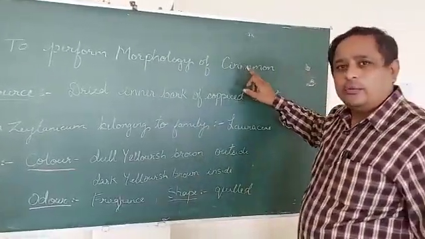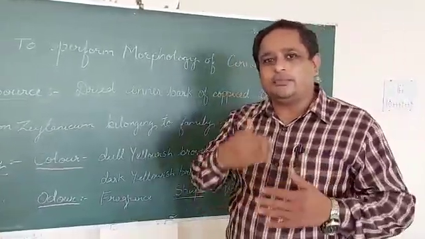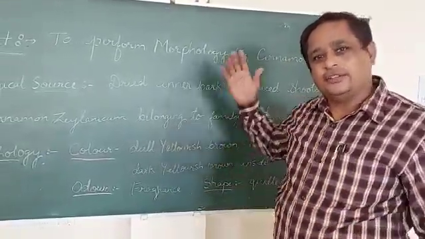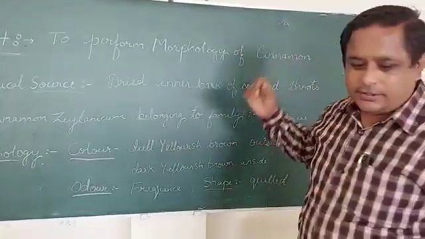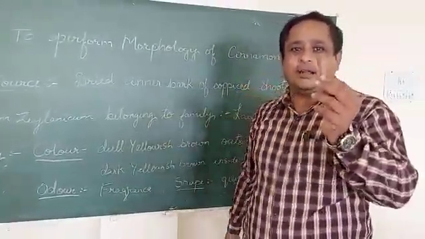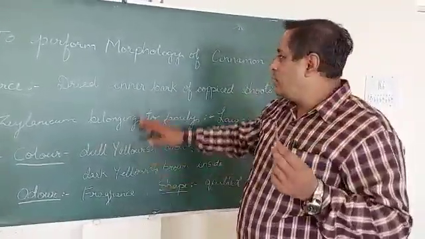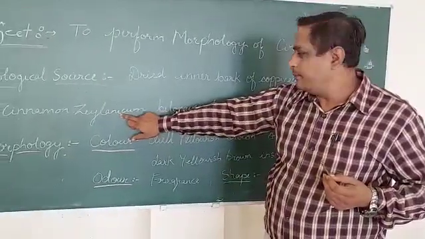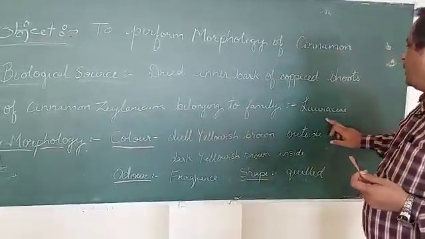Now I would like to ask you something, which part of the drug is it? The answer is it is the bark. Here you can see that it is the bark. It is the inner bark of coppiced shoots of Cinnamomum zeylanicum belonging to family Lauraceae.